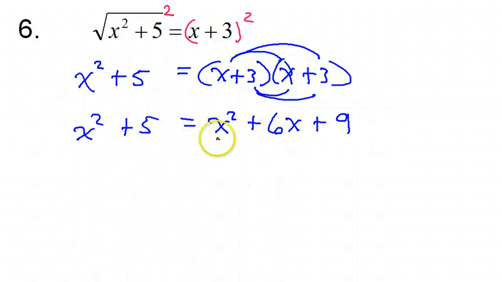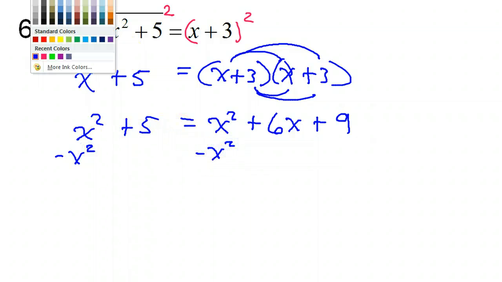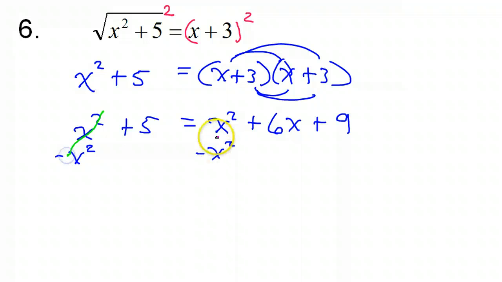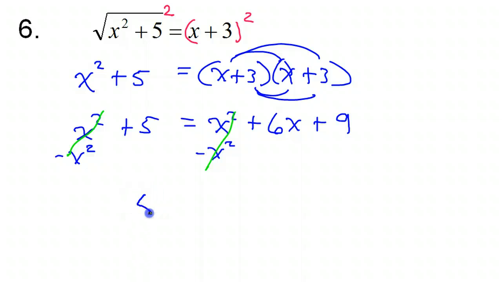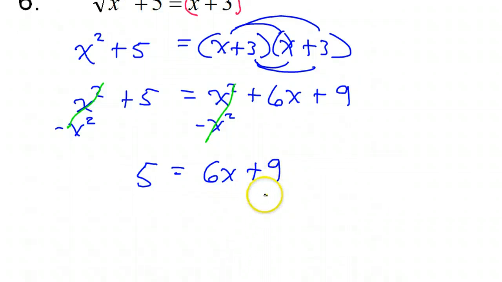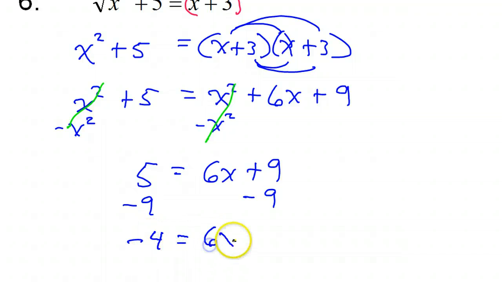Now the next thing we would do is try to get some of these like terms together on the same side. But when we try to subtract x squared from both sides, look what happens. These cancel out and these cancel out. So no more x squared. That leaves me with 5 is equal to 6x plus 9. So we keep going. Now let's subtract 9 from both sides, trying to get x by itself. That's going to give me negative 4 is equal to 6x.